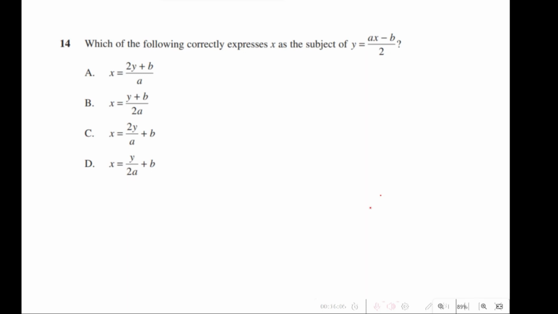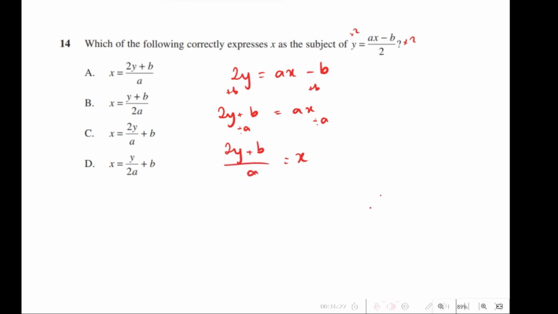Which of the following correctly expresses x as a subject? So what we're going to do first is multiply 2 to both sides. So that's going to be 2y equals ax minus b. Then we're going to add b to both sides. So it's going to be 2y plus b equals ax. Then we're going to divide by a because we're trying to make x the subject. So that's 2y plus b all over a equals x. And so that's why the answer is A.